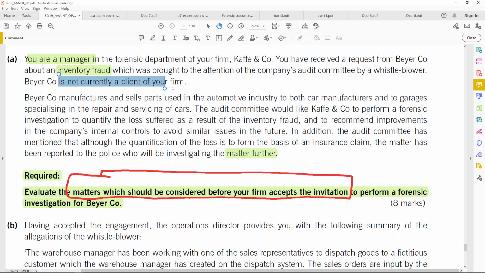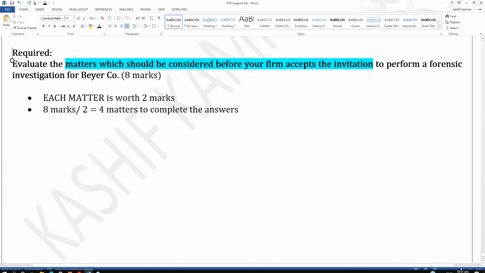So is this the first matter? It's not a client of your firm. Will you perform a customer due diligence? Will you check the client integrity before you take on Bear as a client? Had it been your client, if Bear had been your audit client, would you perform customer due diligence? Would you perform the client integrity? No. But is Bear an audit client? No. So what is the first matter to consider when you are accepting this?